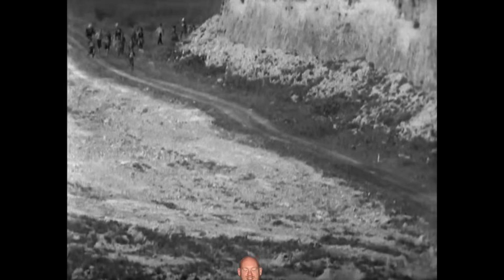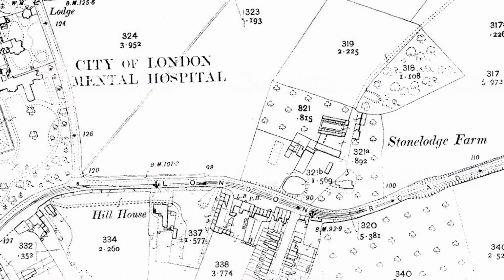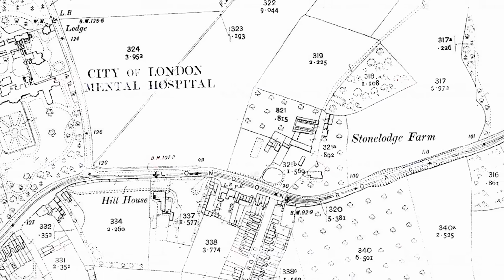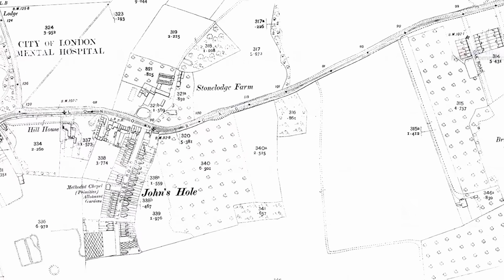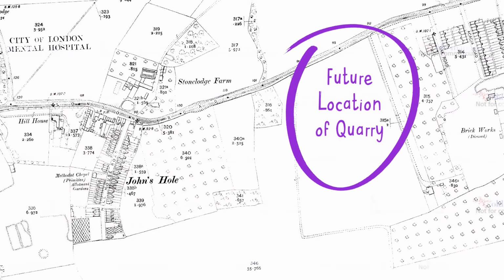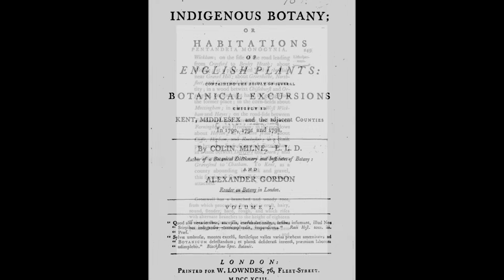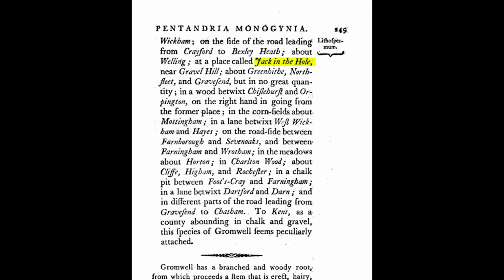There was a chalk pit which would fulfill the requirement of portraying the Dalek mining operation. The quarry was located at a place called John's Hole. Contrary to popular belief, John's Hole is not, in fact, the name of the quarry itself. It's actually the name of the hamlet nearby, the name of which predates the start of quarrying by at least 200 years. The earliest written references I can find, in a book about indigenous botany, date the name to at least the 1790s, and actually call the place Jack, in the Hole.